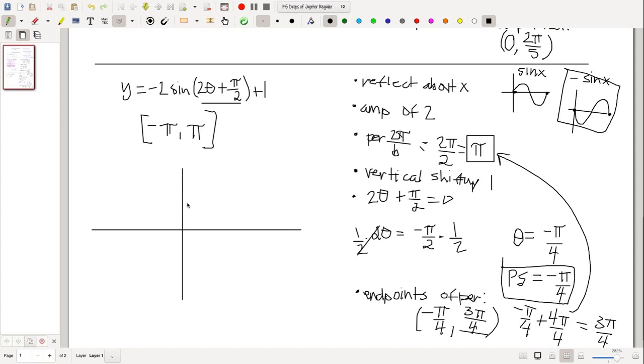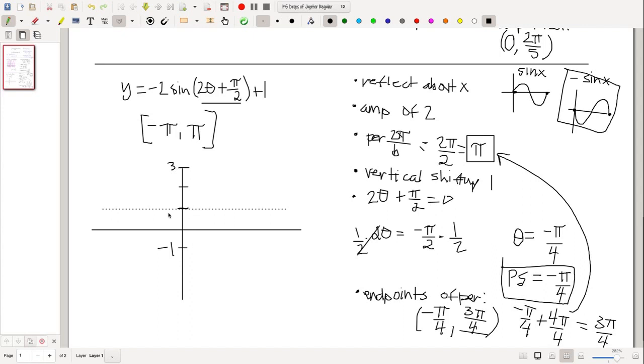So let's see here. The middle of my graph is up 1. Okay, so there's the center of my graph. That comes from this right here. So let me just do a dashed line here across 1. From there, I'm going to go up and down 2, and that comes from the amplitude. So the highest I'm going to go is 3. The lowest I'm going to go is negative 1, and so that's going up and down 2 from the middle.